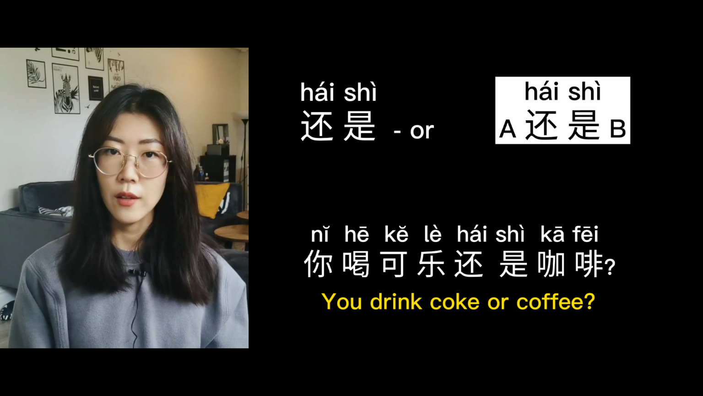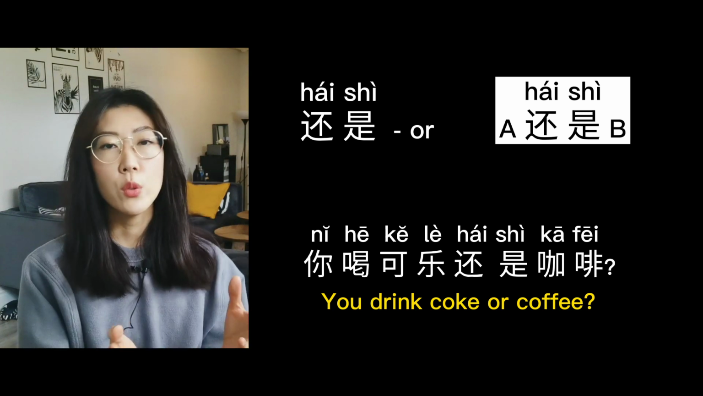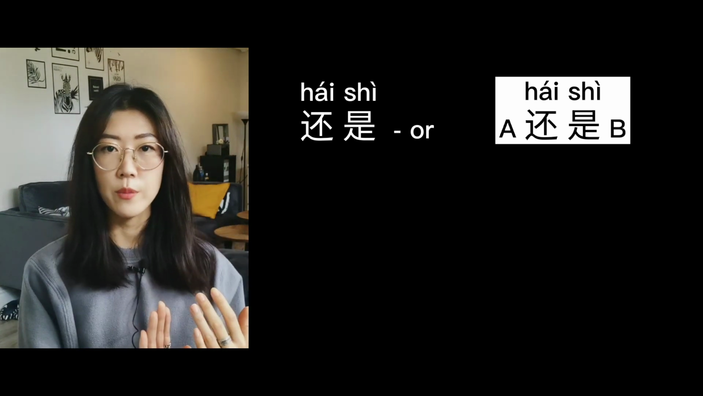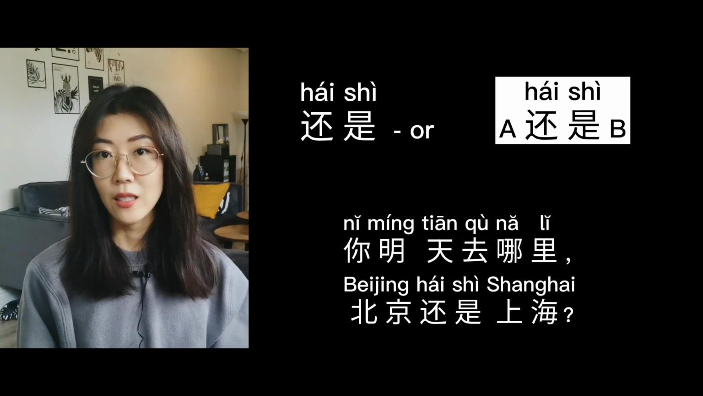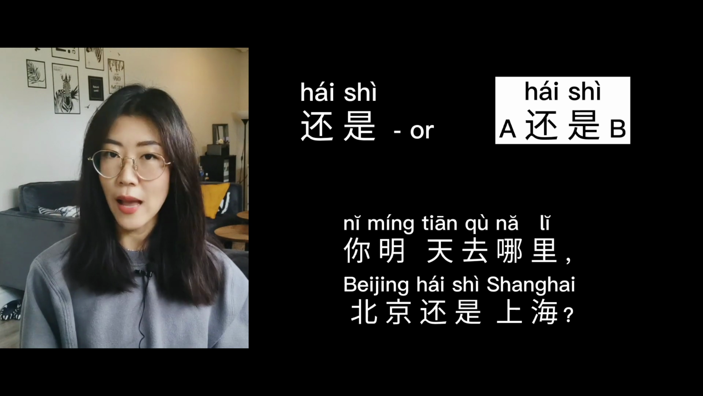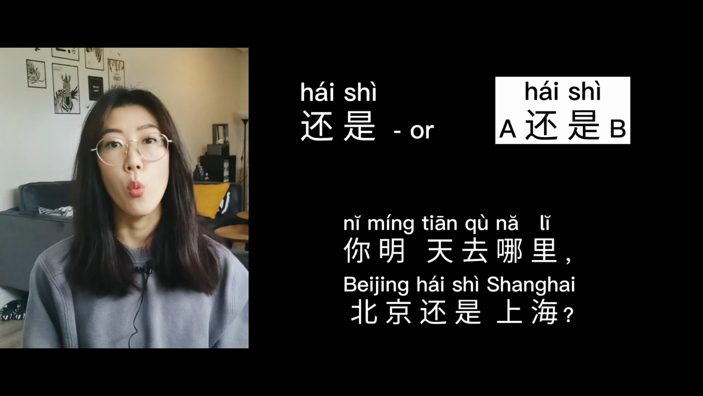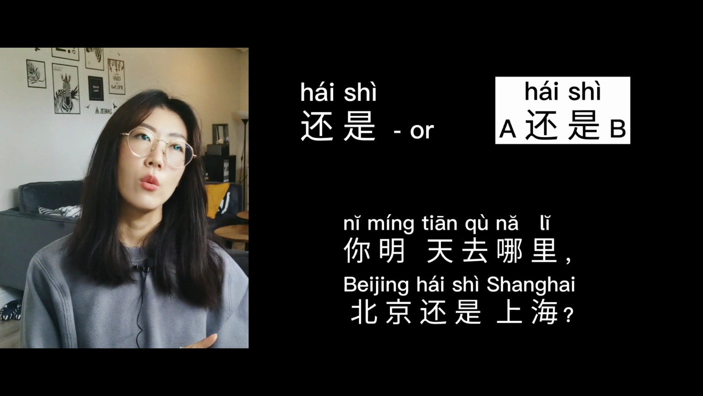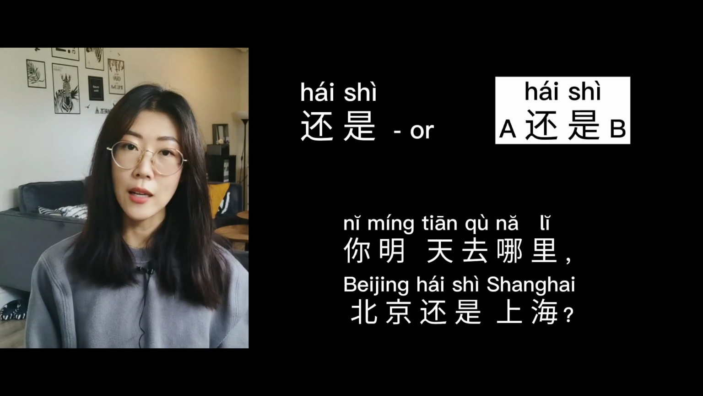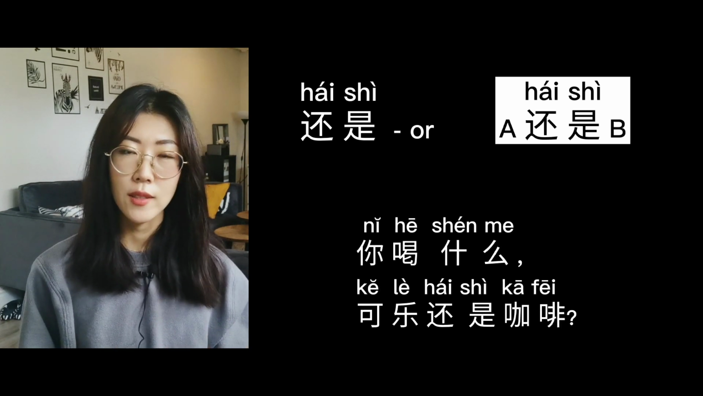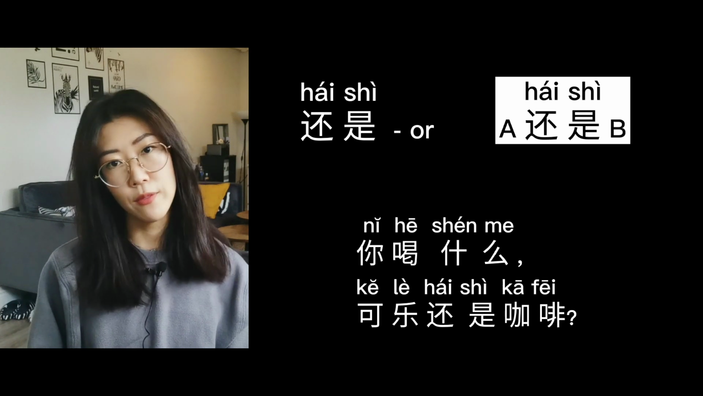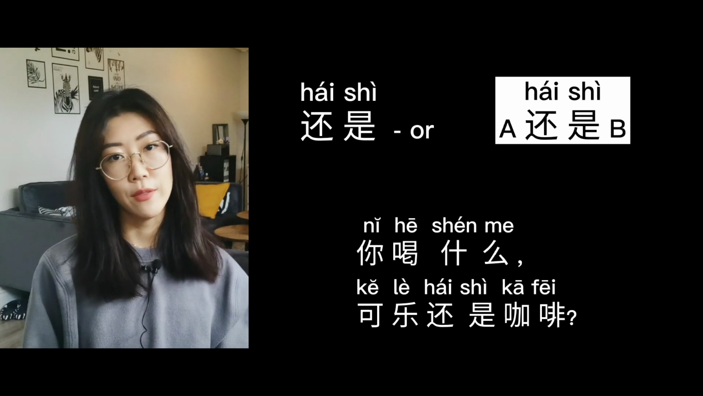Of course, we can combine different types of questions. Let's say, 你明天去哪里? 哪里 means where, right? So, where are you going tomorrow? 你明天去哪里? 北京还是上海? 你喝什么? What do you drink? 可乐还是咖啡? Alright, so that's everything about interactive expressions.